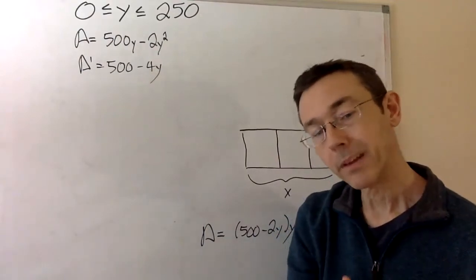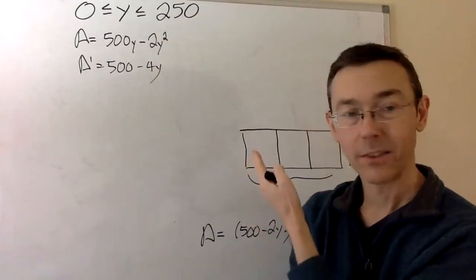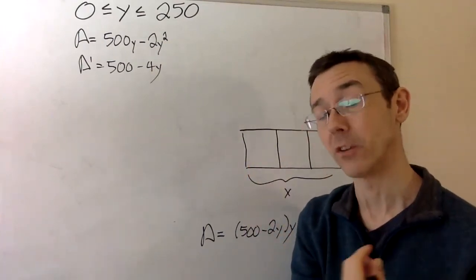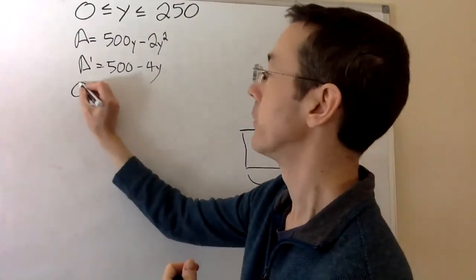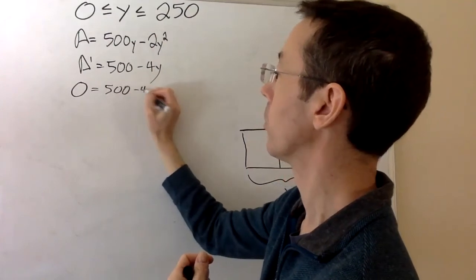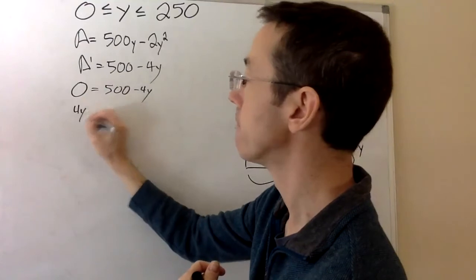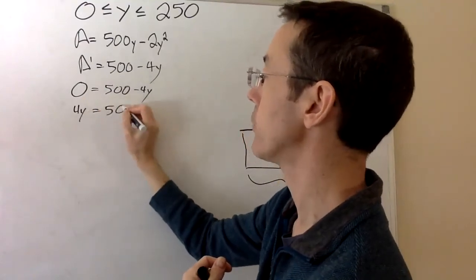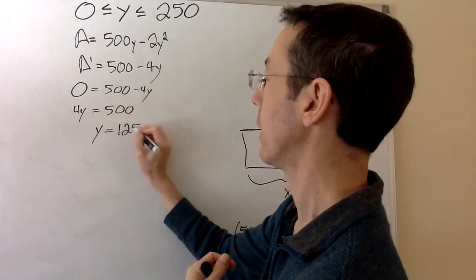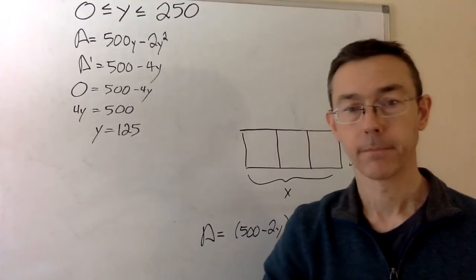Critical values mean either the derivative does not exist or it's equal to 0. This is another polynomial. It's never going to not exist. So we just need to know where it's equal to 0. I set 0 equals 500 minus 4y. Add 4y to both sides. 4y equals 500. And so y is 125. That's the only critical value I have here.